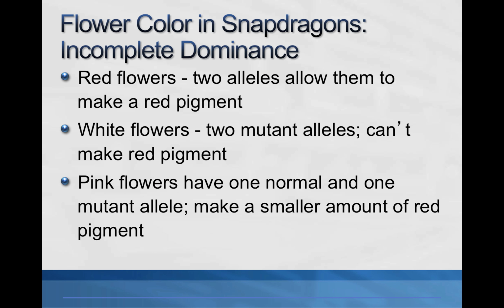So red flowers have 2 alleles for the red pigment. White flowers, they're considered mutant alleles. They don't make any pigment. Thus, when you put a dominant allele for red and a white or non-color or mutant allele, you end up with less red pigment. You need 2 alleles for red pigment.